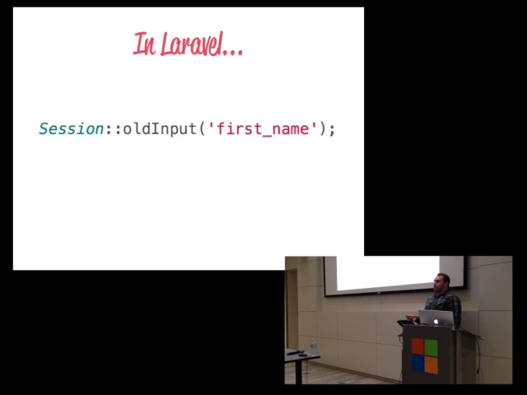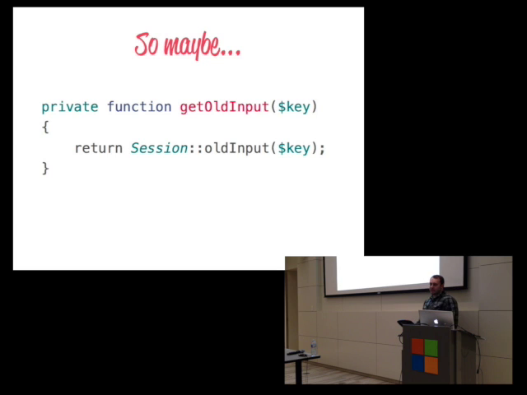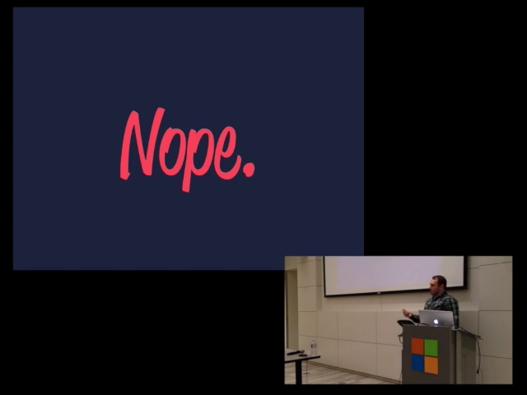So my naive first implementation of this old input method in this form builder class might look something like this, where I just straight up ask that session class to give me the old input. I just expect that it's there. I expect that I'm working within the context of a Laravel application, that I can access that stuff and it's going to work fine. And this would work totally fine for me in the context that I was building this library, because I was building it in the context of a Laravel application. But I think that we can all agree that this is probably not the best way to do this if you want to build it in a way that other people are able to use the code that you're writing.